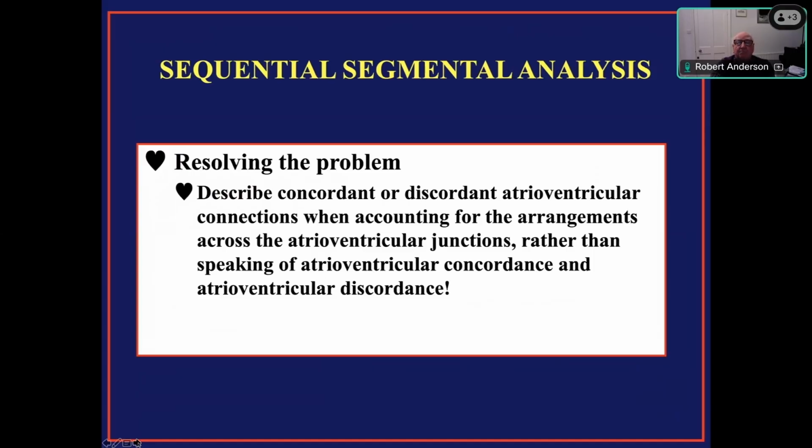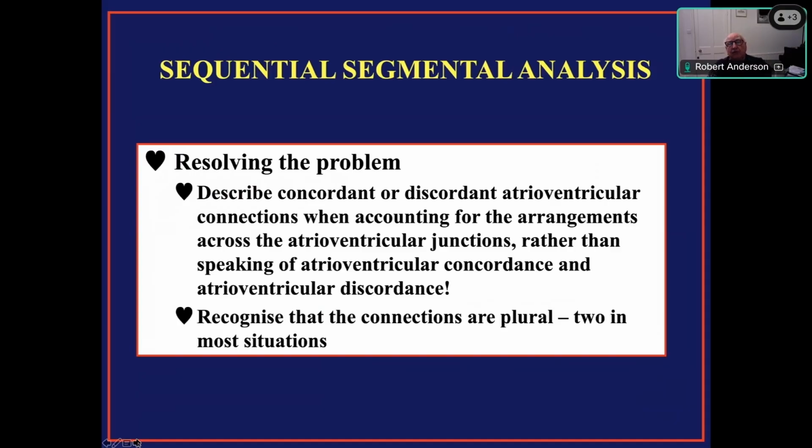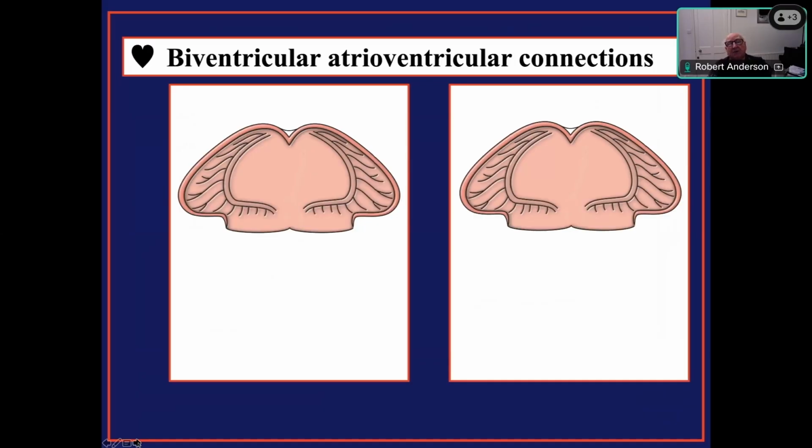Now we have resolved that problem because we never use the terms concordance and discordance. We specifically describe concordant and discordant atrioventricular connections. And we recognize that the connections are plural, two in most cases. So that means we also need to take account of this third type of biventricular atrioventricular connections. Now you'll immediately appreciate that I'm showing you, to your left hand, a heart that has isomeric right appendages.